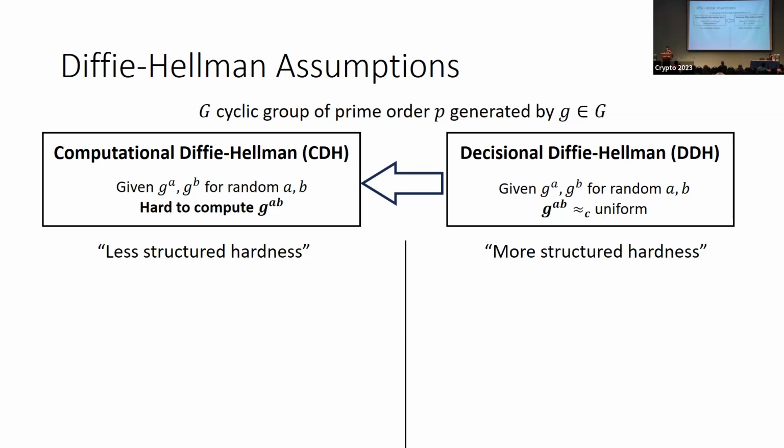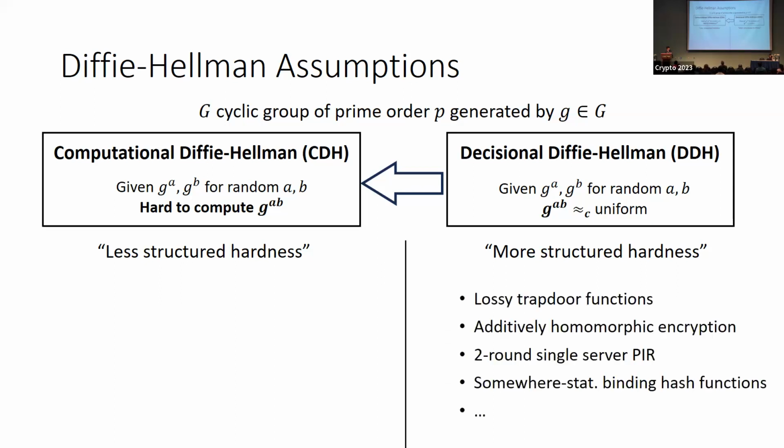It turns out that this is not just about syntax, and the difference in syntax actually reflects quite strongly in terms of what we can build from those assumptions. It seems that the DDH assumption gives us much more structured hardness in terms of building cryptography. If you're a theorist like me, there are many very nice tools that we can get from DDH that we really don't know how to build from CDH. Even though the statements of the hardness look pretty related, in terms of expressivity of the assumptions, they look pretty different so far.